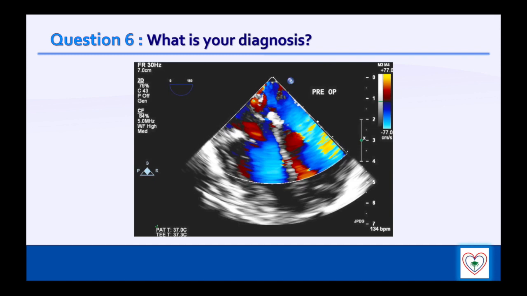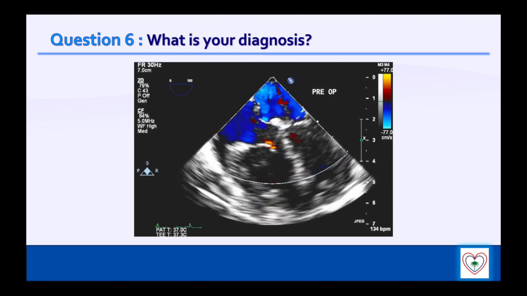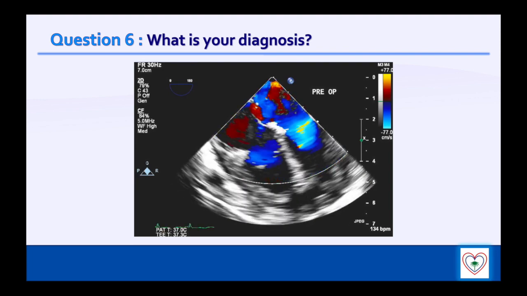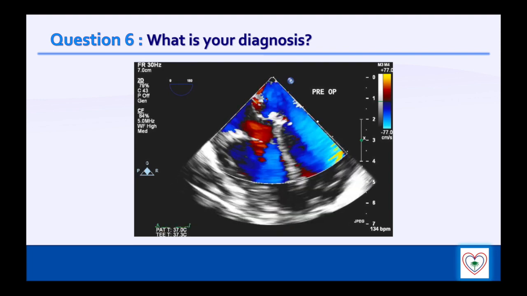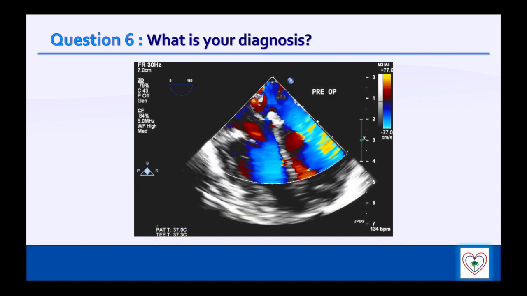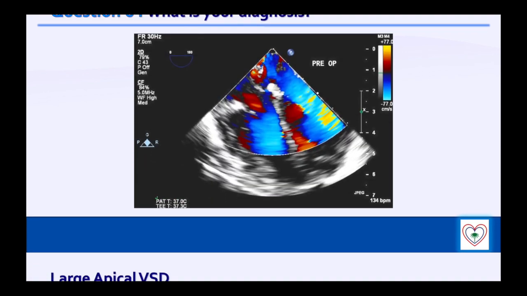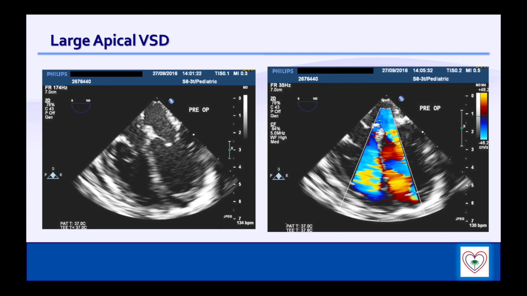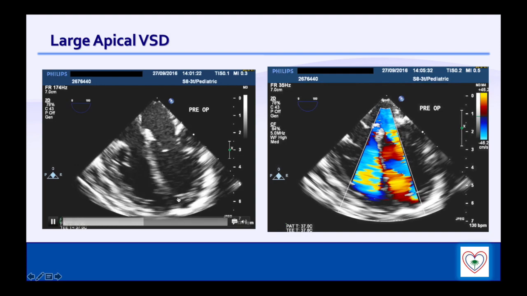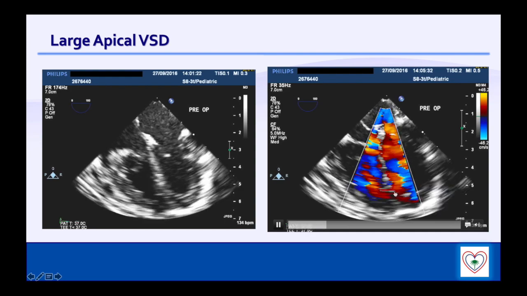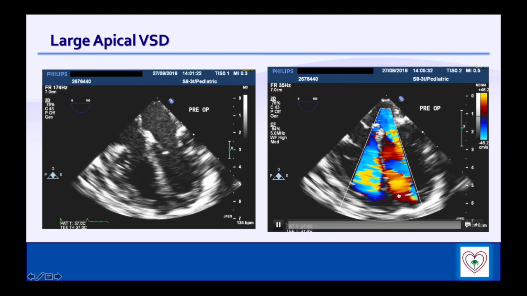Now look at this nice transesophageal echocardiography. This is a mid-esophageal four-chamber view showing both atria and both ventricles. This is a large apical VSD. Probably you have noticed that there is a large defect here, and when we put the color, there's a color crossing between the left ventricle and right ventricle. So this is a large ventricular septal defect.